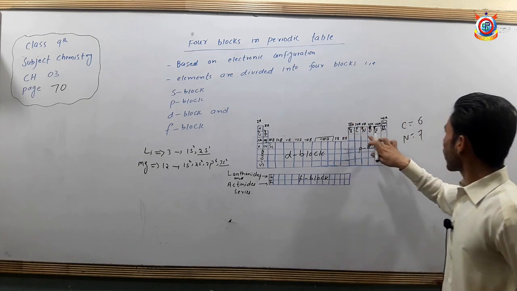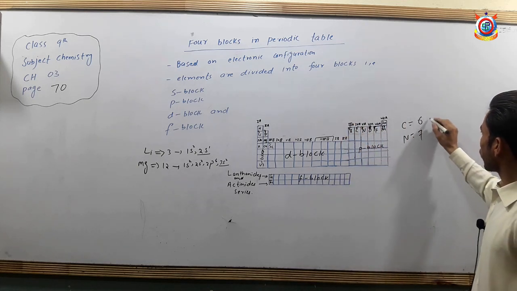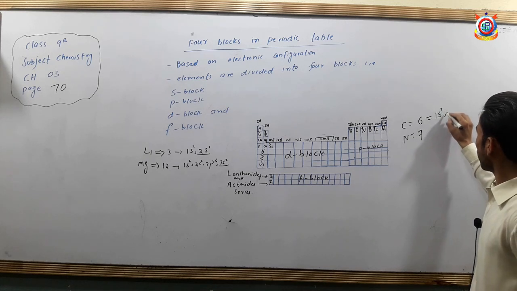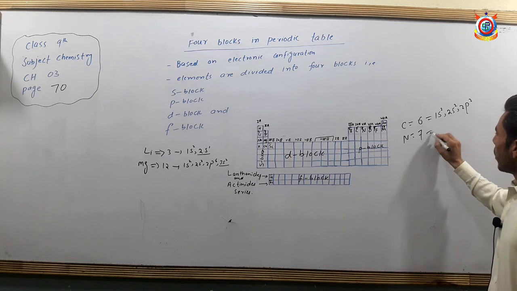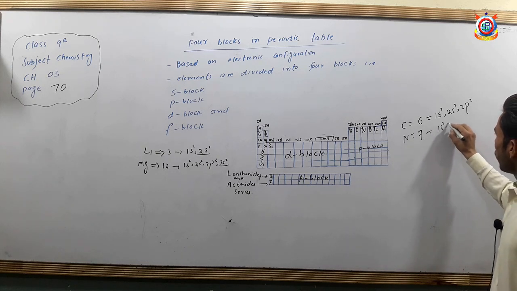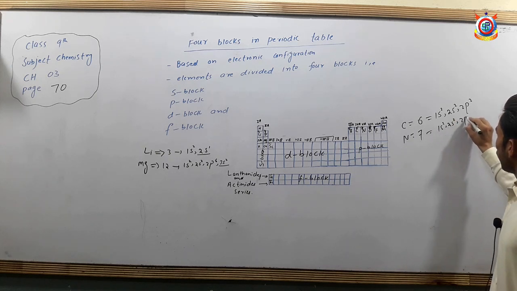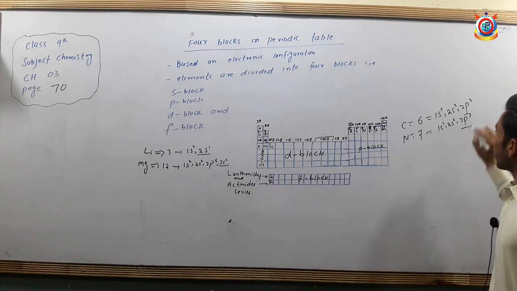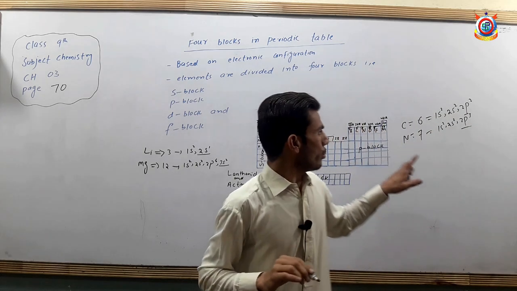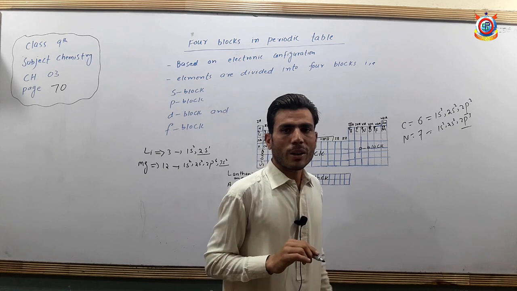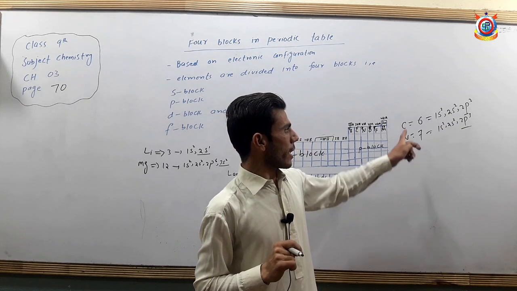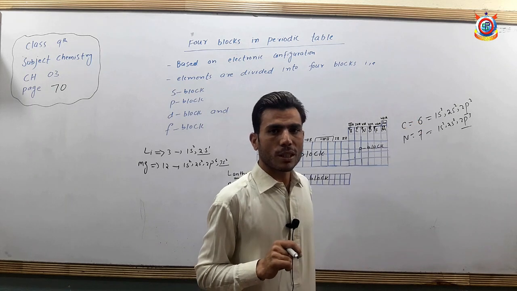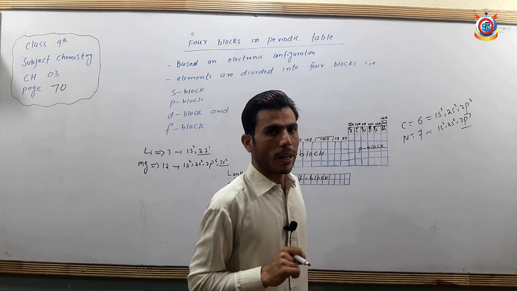The atomic number of carbon is 6 and nitrogen is 7. So the electronic configuration of carbon is 1s2, 2s2, 2p2. Nitrogen is 1s2, 2s2, 2p3. So the last electron enters into the P subshell. That is why these elements are called P block elements.